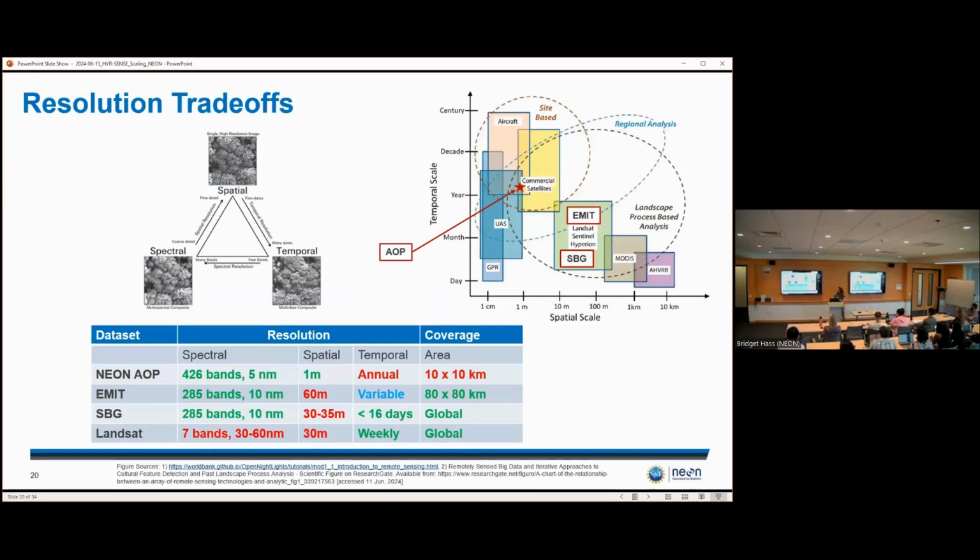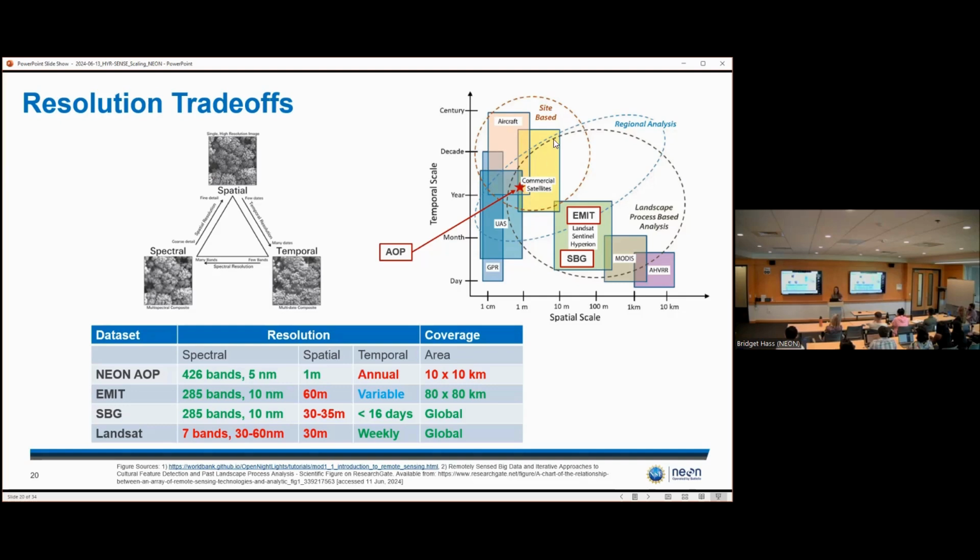Okay, so next I just wanted to go into some of the trade-offs and show you what these data comparisons look like between the AOP and these satellite data sets. So the chart in the upper right corner is basically just highlighting some of the different temporal scales on the y-axis versus spatial scales and some of the different sensors that are already in orbit. And then I just put the three sensors that I'm highlighting here for reference.